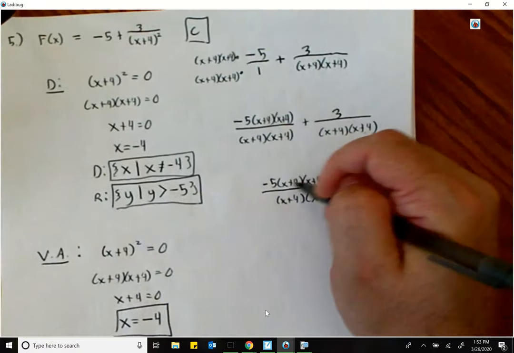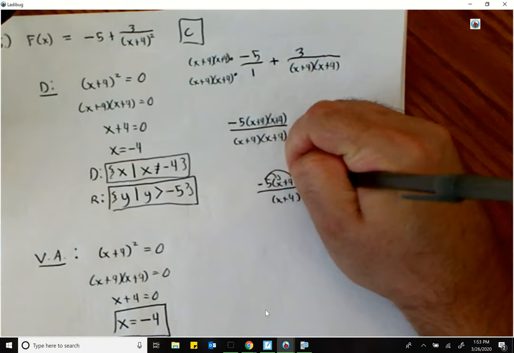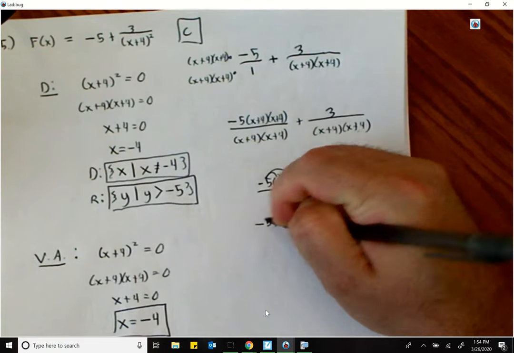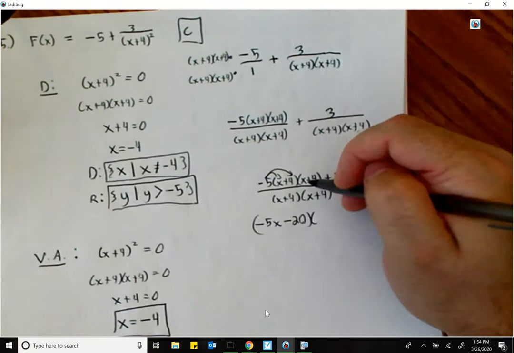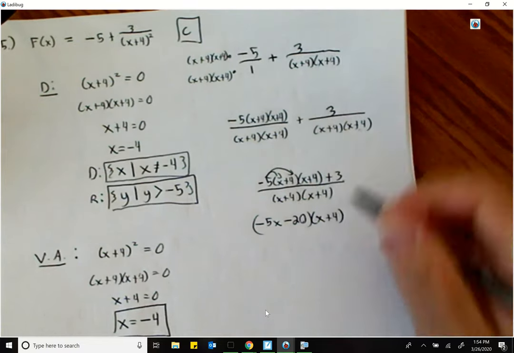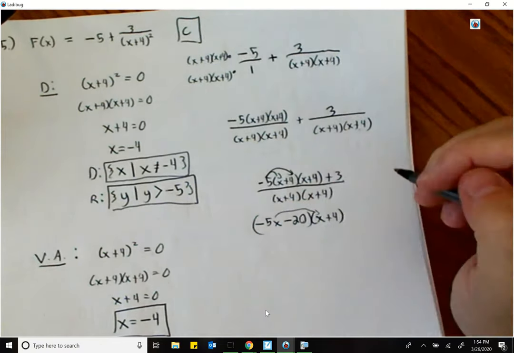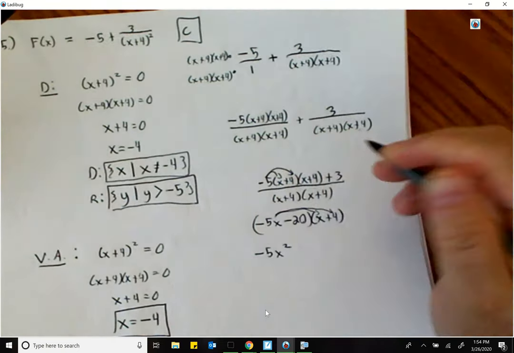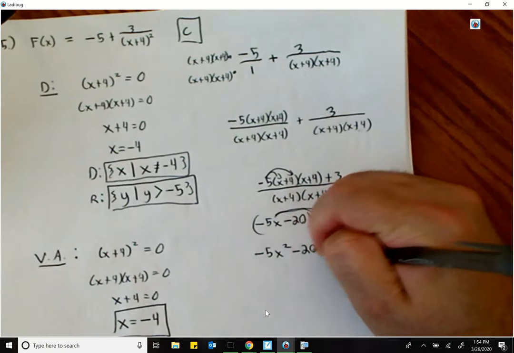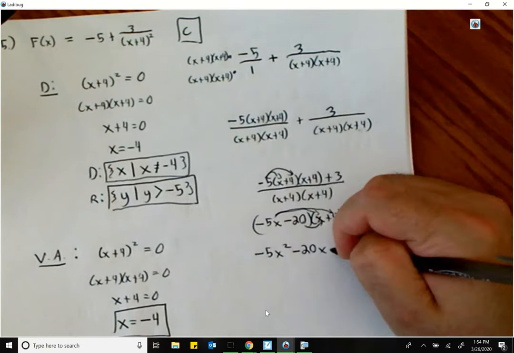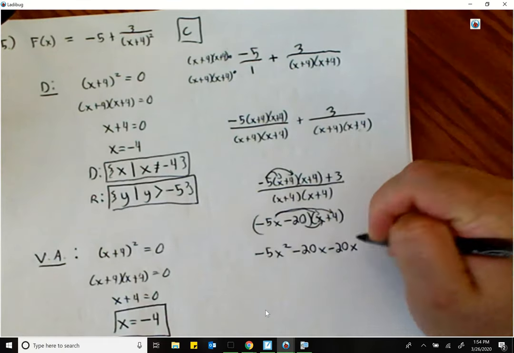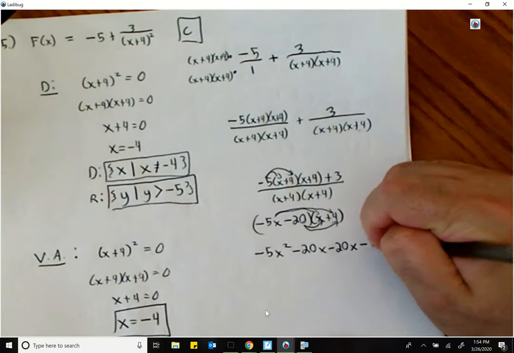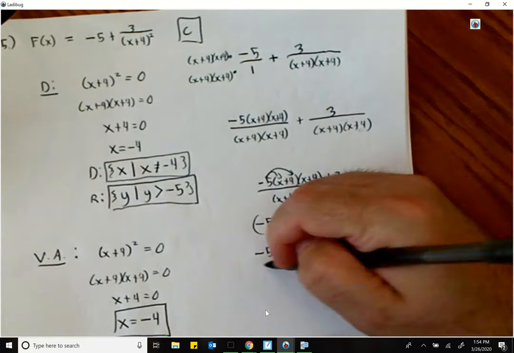So we're going to do some FOILing up here. I'm going to take negative 5 times x plus 4. That gives us negative 5x minus 20. And I'll multiply that times the x plus 4. Well, negative 5 times x is negative 5x squared. Negative 5 times 4 is negative 20x. Negative 20 times x is negative 20x. Negative 20 times 4 is negative 80. And then we have a plus 3 on the end.